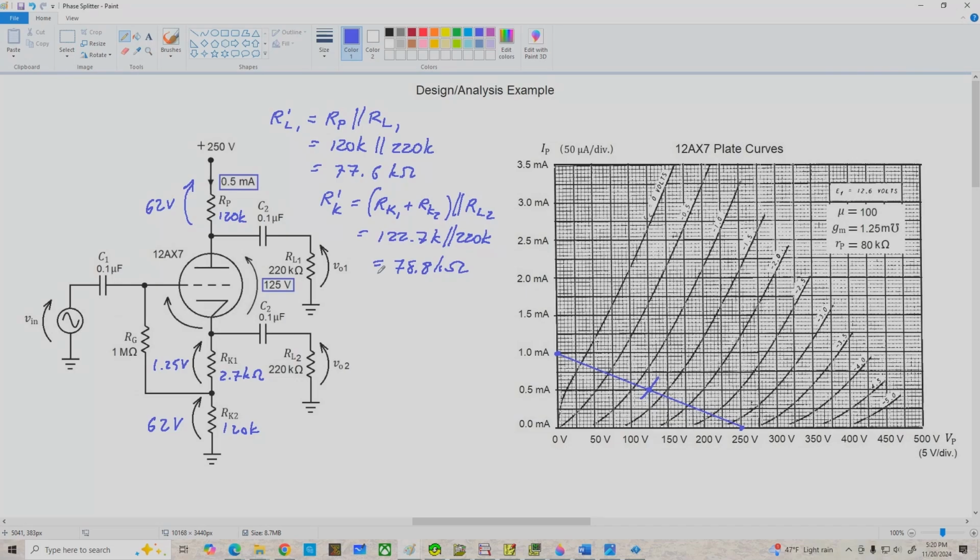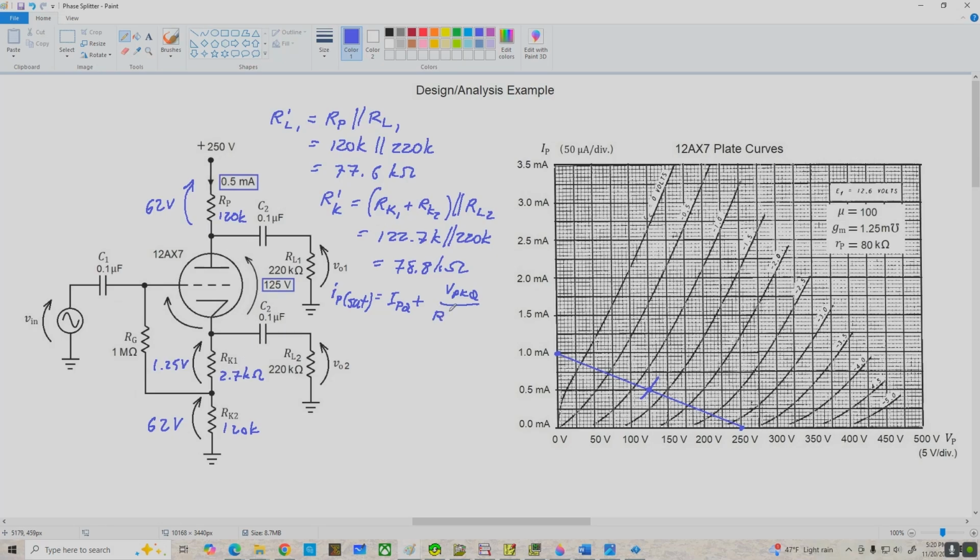And now that we've got these two resistances determined, we can go ahead and find the endpoints for our AC load line. So we've got IP sat, which is going to equal IPQ plus VPKQ divided by the sum of our external resistances.